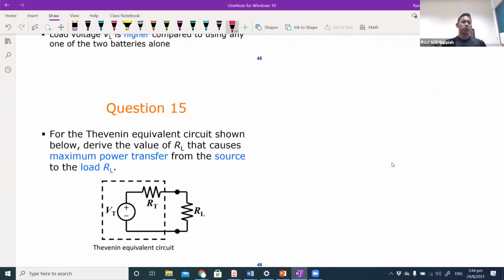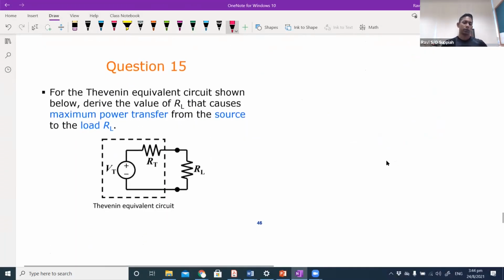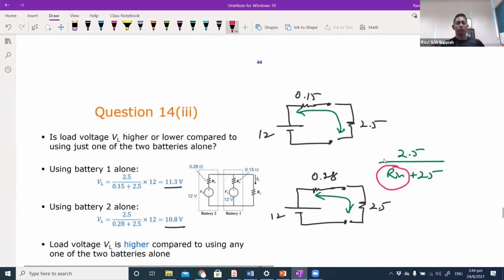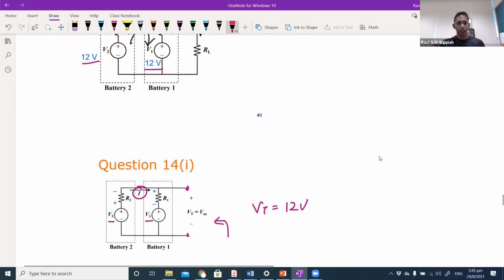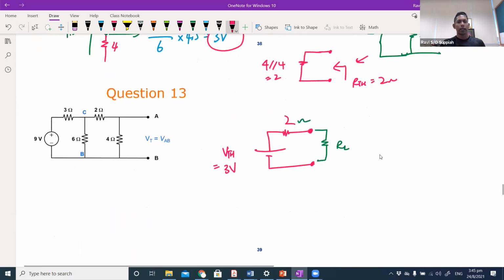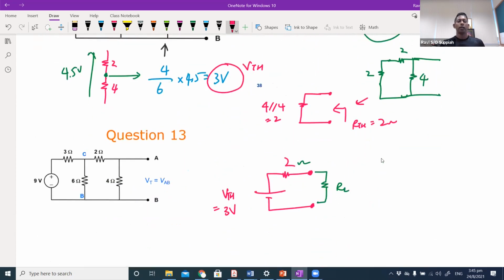Okay, question 15. Question 15 is more of a theoretical sort of understanding. Okay, so you can see that the whole idea of the Thevenin equivalent, if you look at so far, whenever we say Thevenin equivalent, what are we trying to do? We are trying to take a very complicated circuit, if you look at all the earlier circuits, and we are trying to eventually make it a very simple circuit that we can now connect our load to.